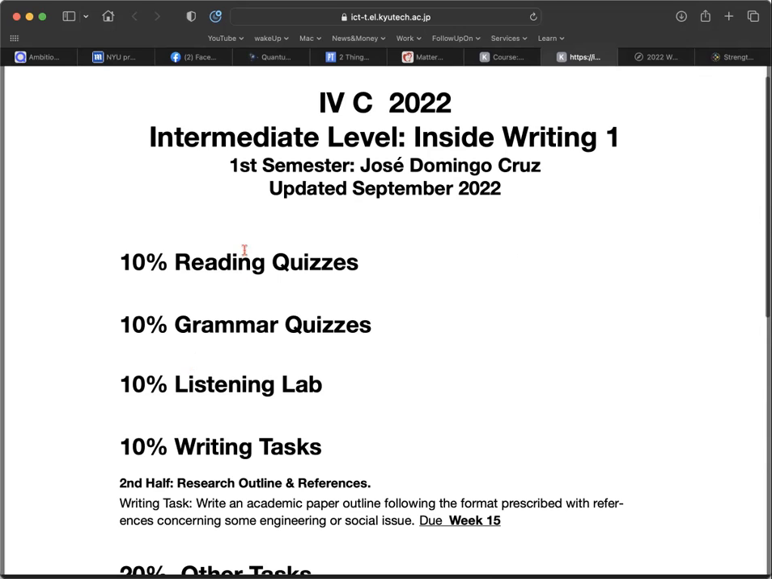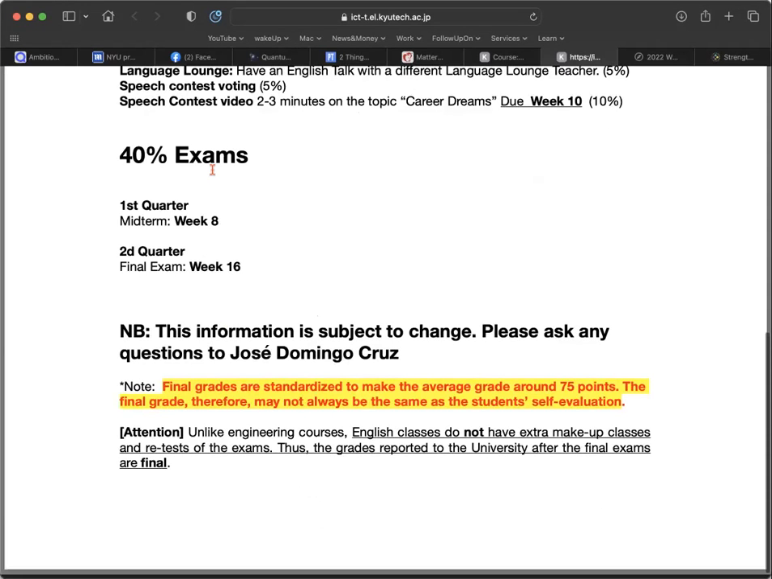What will be difficult is reading, grammar, and writing, and then the exams. The midterm exam and the final exam, 20% each, for 40%. The midterm exam will be in the 8th week, and the final exam will be in the last week. In these exams, everything is in the textbook, inside Writing 1.